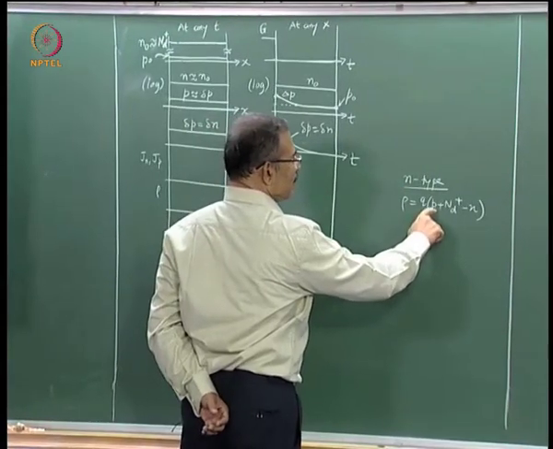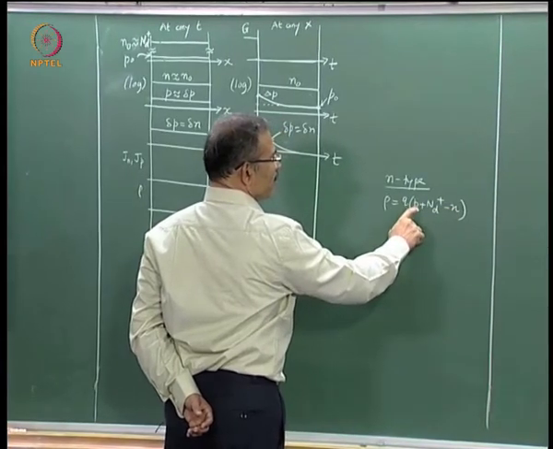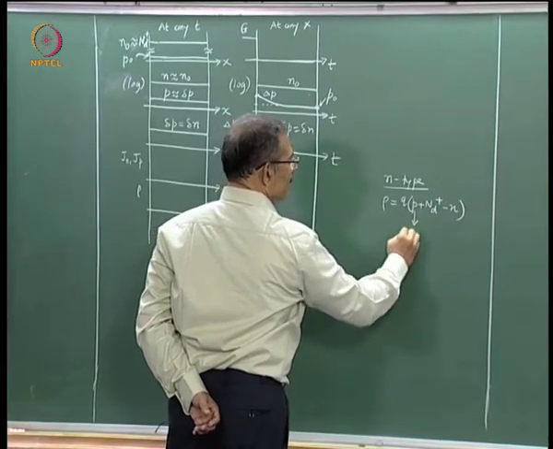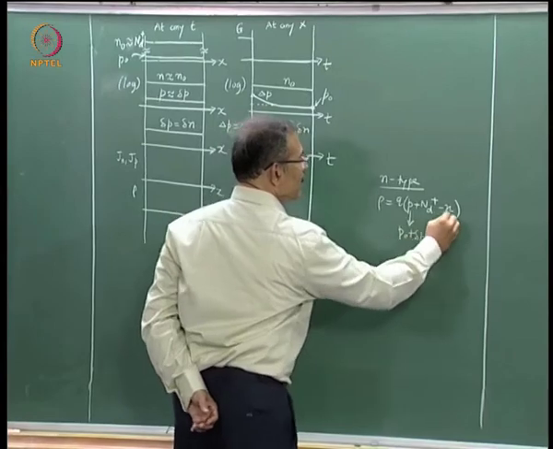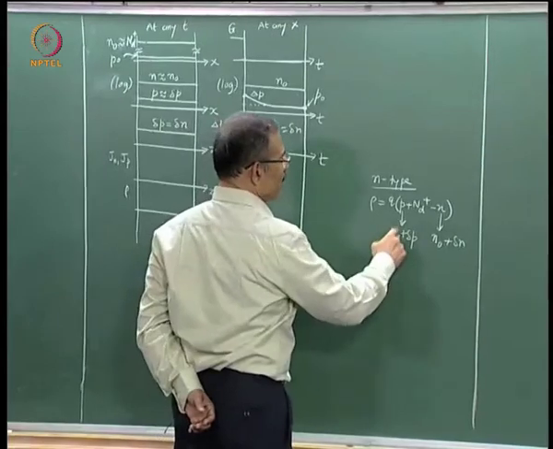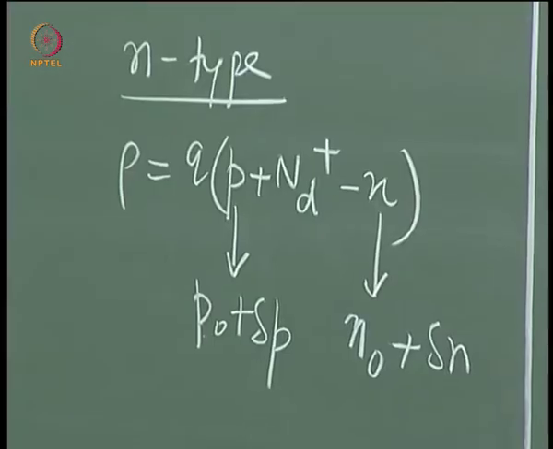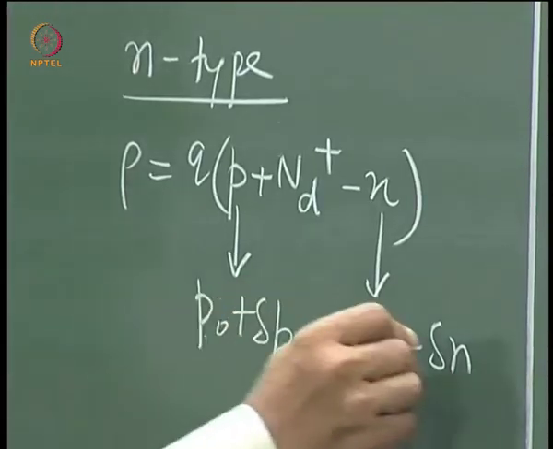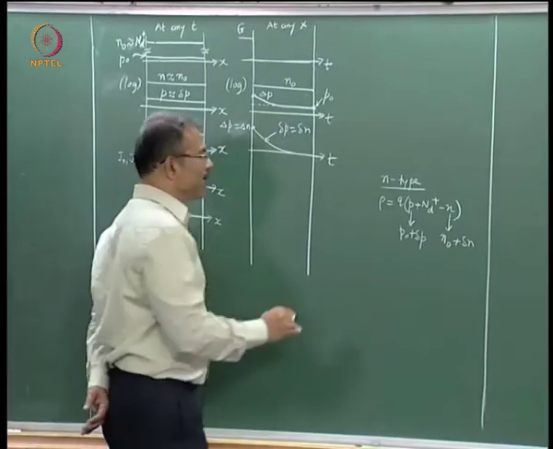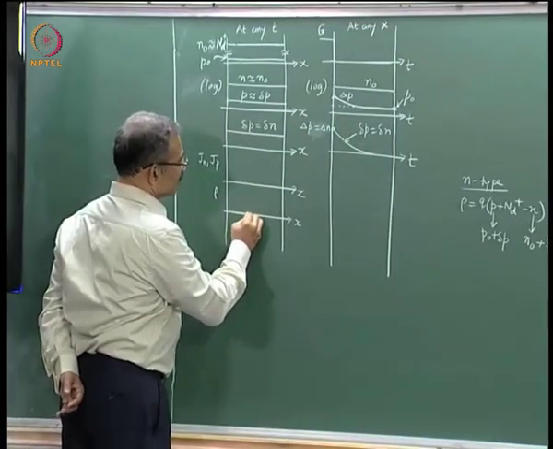Now since delta p is equal to delta n, delta p will cancel delta n when I put them in this expression. So if I put p as p naught plus delta p and n as n naught plus delta n, we know that p naught plus Nd plus minus n naught is 0, because the semiconductor under equilibrium is space charge neutral. Since delta p is equal to delta n, even under non-equilibrium conditions the space charge is 0. So here it is just a 0 line for the space charge.